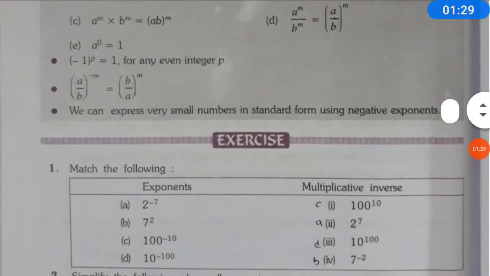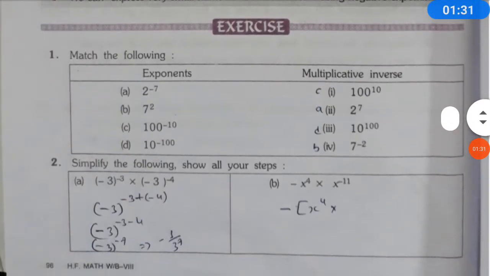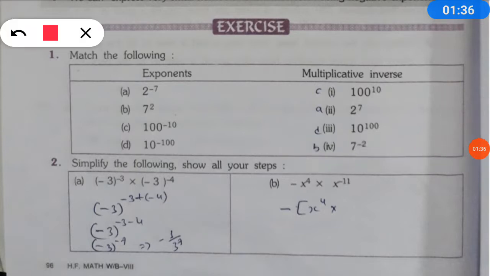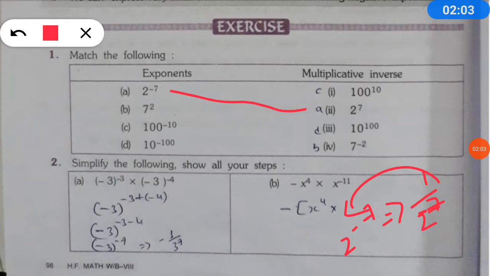Now moving directly to the exercise, we have the first question: match the following. What we have to do is just match the following exponents, isn't it? As you know, for 2 to the power minus 7, its multiplicative inverse will be 1 upon 2 to the power 7. And if we have the multiplicative inverse of 1 upon 2 to the power 7, we can write it as 2 to the power minus 7. So this will be the answer, isn't it?